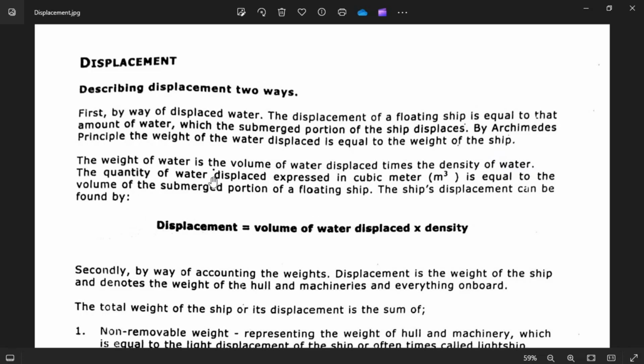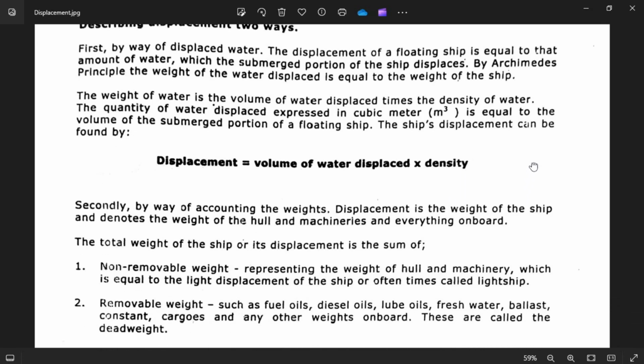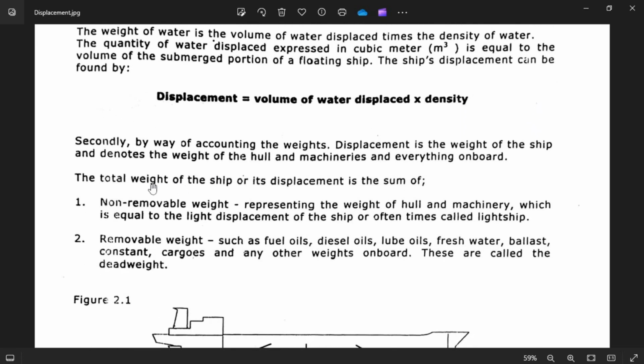The weight of water is the volume of water displaced times the density of water. The quantity of water displaced, expressed in cubic meters, is equal to the volume of the submerged portion of a floating ship. The ship's displacement can be found by, so this is the formula, guys: displacement is the volume of water displaced times density. Okay, this is the first.